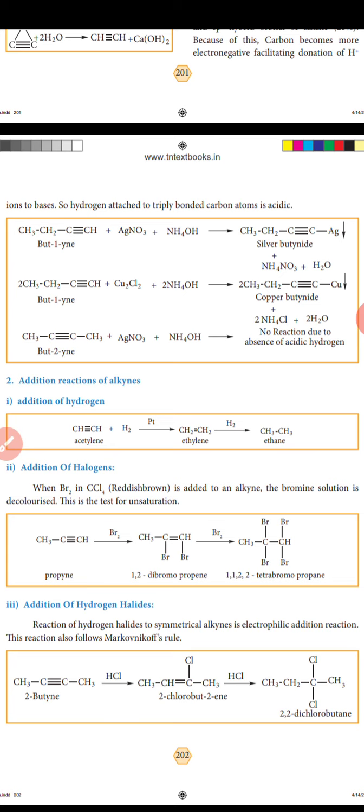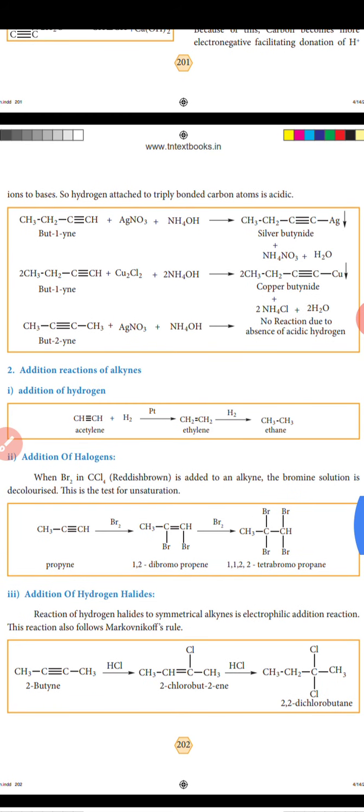So the hydrogen attached to the triple bonded carbon atom is acidic. The addition reactions of alkynes: first, addition of hydrogen; second, addition of halogen; third, addition of hydrogen halides; fourth, addition of water; next, ozonolysis.